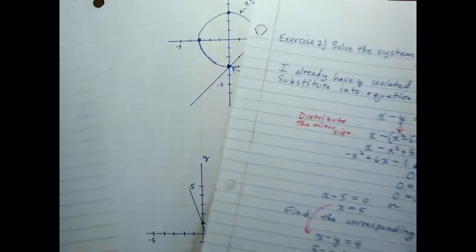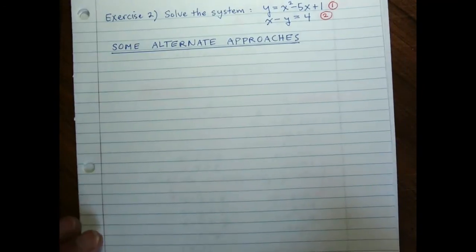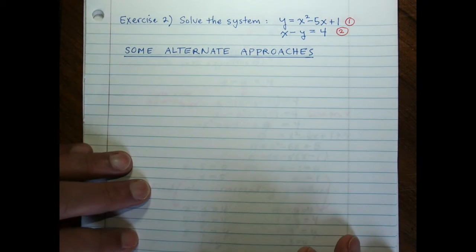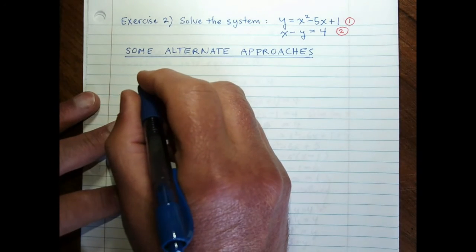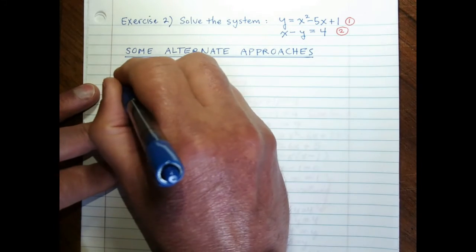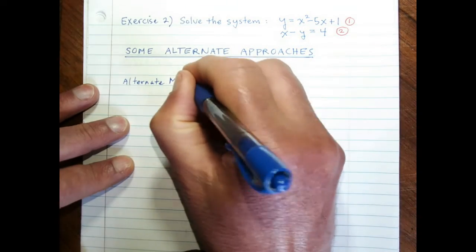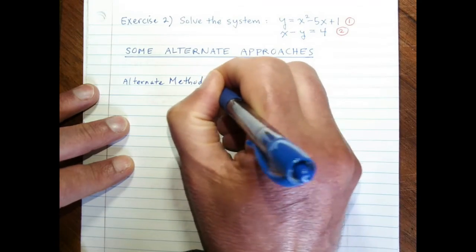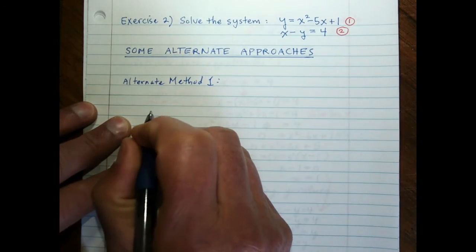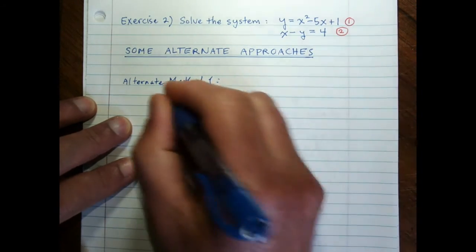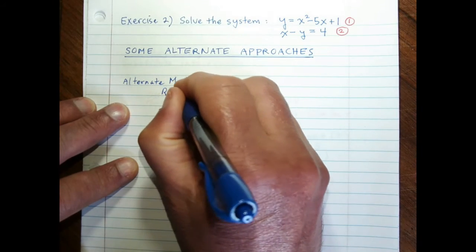But just before we quit completely on this one, I just want to go back and say a couple things about alternate approaches. There's probably something at least I would have done to try to make this a little bit less messy to go through. So let's call this alternate method 1. I'm not going to go through all the steps. We're just going to get started. So what if we again label these equations 1 and 2?